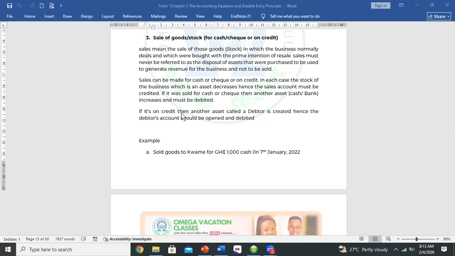Okay. The other account depends on whether you collected cash. So if you collected cash, then cash is another asset, and here cash will be increasing. So you will debit what? Cash. So you see an example here. Sold goods to Kwame for 1,000 Ghana cedis cash. So the first account will be sales. The second account will be what? Cash.